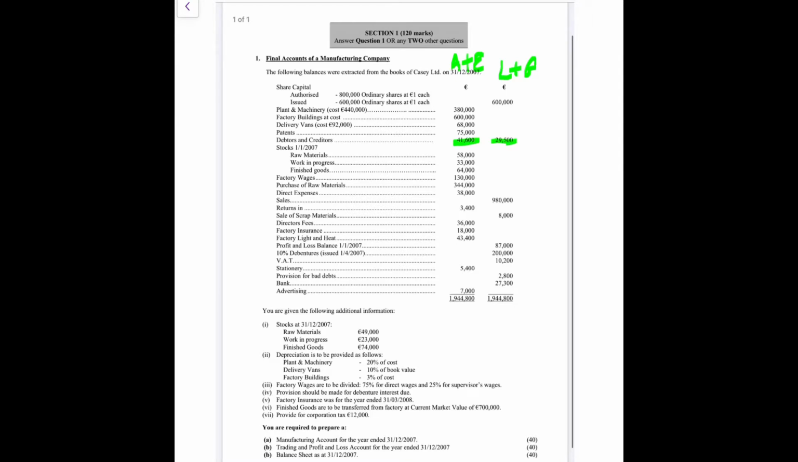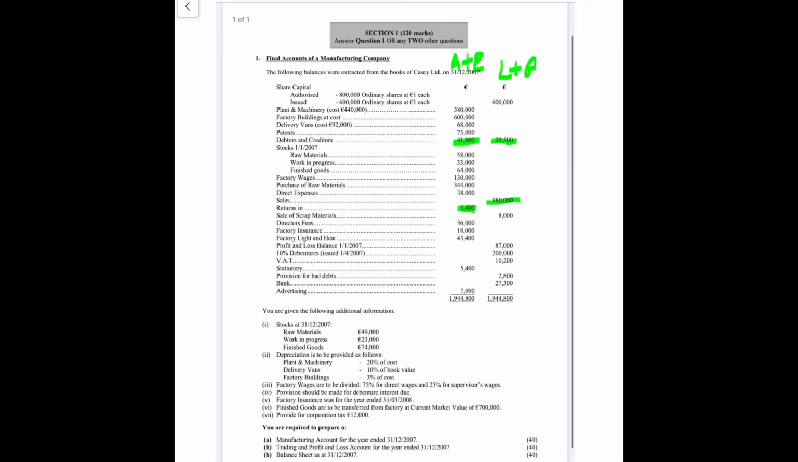Okay, direct expenses then, they're going to go in as a direct expense, in a direct cost in the manufacturing account. Sales of 980, that is going to go into the trading account at the top where it usually goes. Returns in means sales returns, okay? And another way to recognise that is, if you see here you've got your 980, your sales on the credit side, the returns are on the opposite side, which means that they're sales returns, okay? So 3,400, they're sales returns.